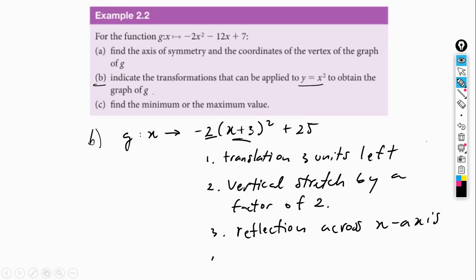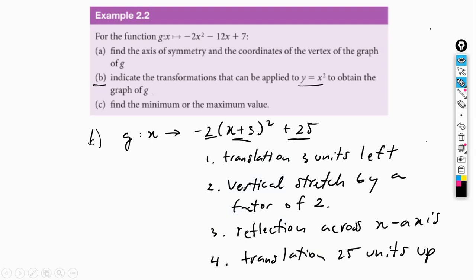And finally, we could say translation 25 units up. And that's from this.